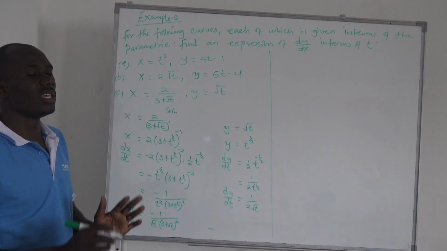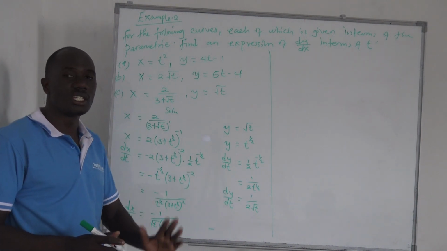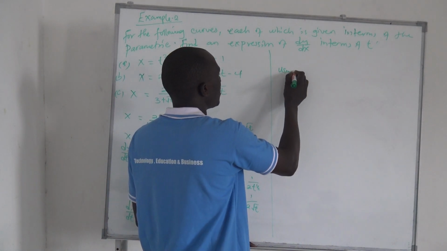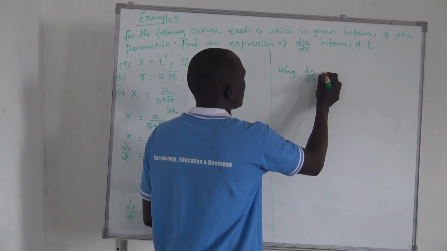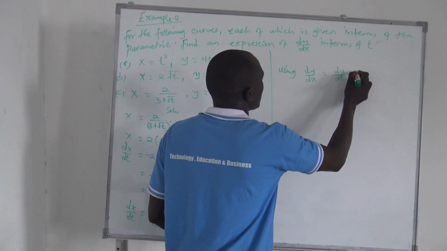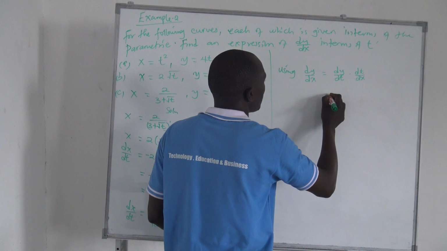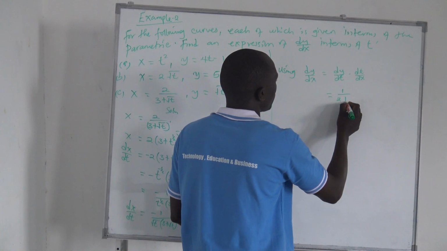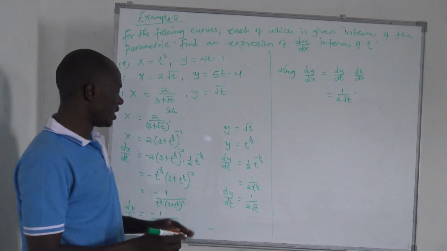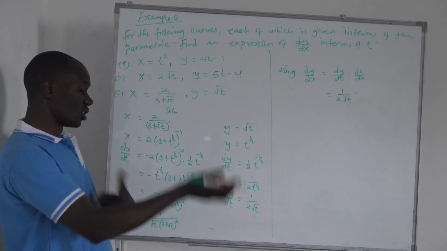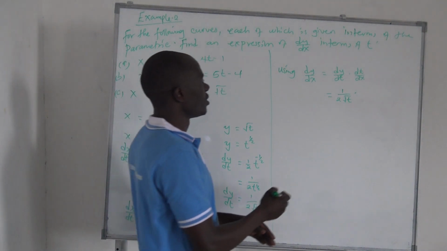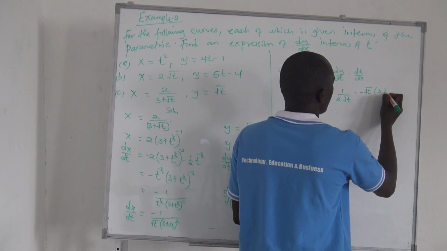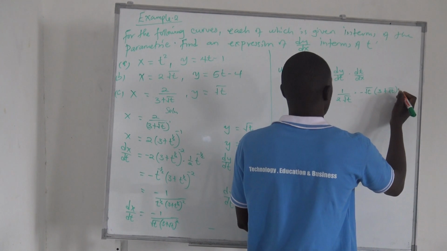So after getting the dy/dt, you have got the dx/dt and the dy/dt. Then we can go ahead and use our chain rule. We say dy/dx equals dy/dt times dt/dx. So what is our dy/dt? Our dy/dt is already 1 out of 2 root t times, where there is dt/dx, we take the reciprocal. So this one goes up and this one comes up. So this will remain with negative root t into (3 plus root t) the whole of it squared.